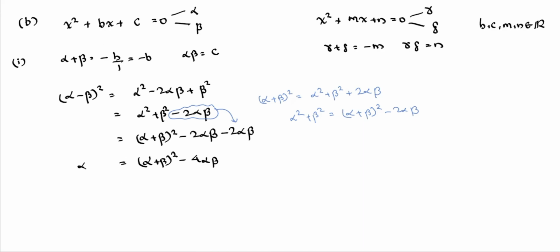Next, this is alpha minus beta whole thing squared. Now you know the values, you can assign the values. So here minus b to the power 2 minus 4c. You will get b squared minus 4c. Alpha minus beta squared is this.